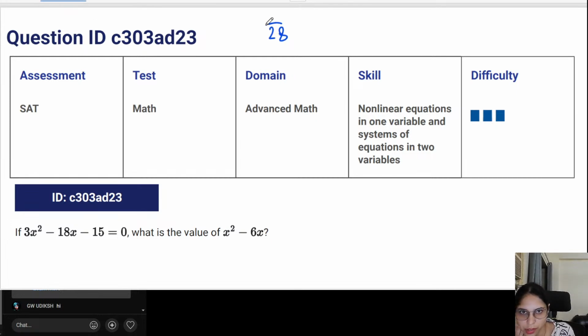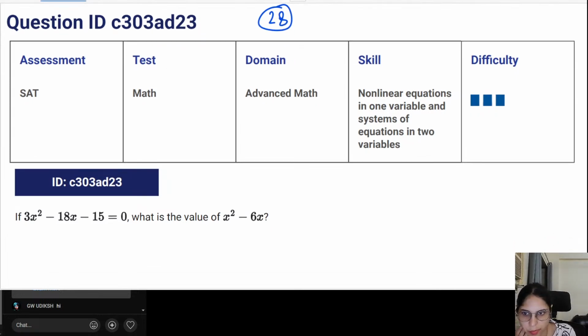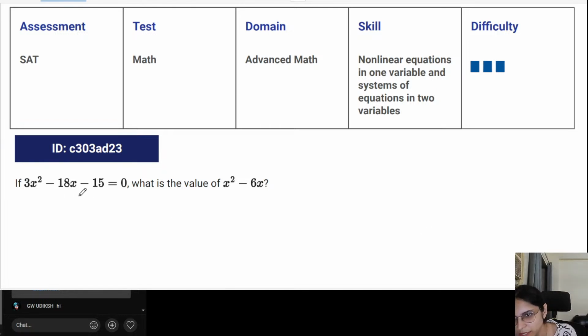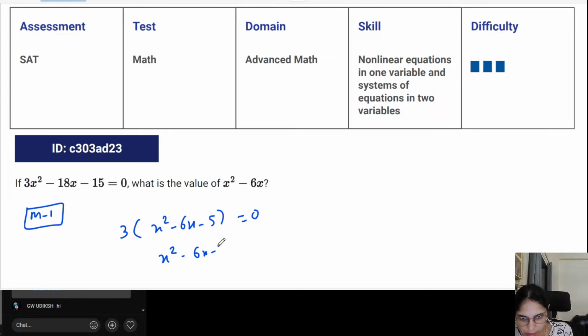Next is question number 28. 3x squared minus 18x minus 15 is equal to 0. What is the value of x squared minus 6x? Okay, for this, I'm going to show you a method. You can take 3 common. 3 times x squared minus 6x minus 5 is equal to 0. X squared minus 6x minus 5 is equal to 0. So x squared minus 6x is 5. Answer is 5.